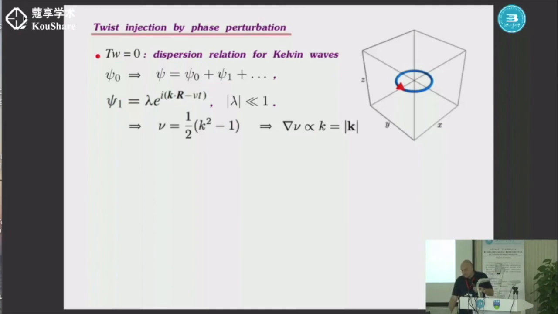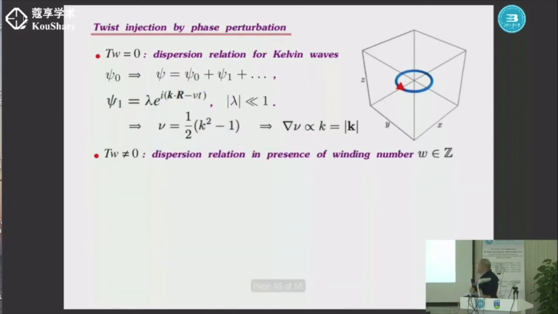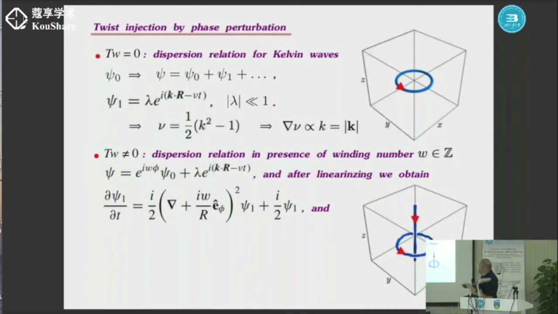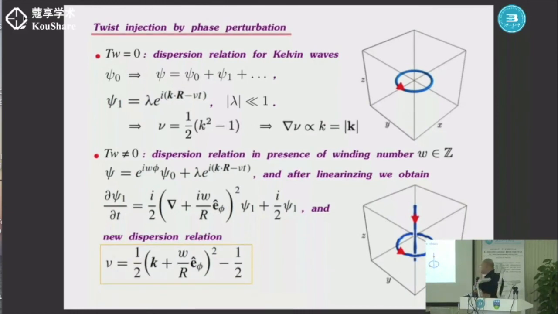I can do the same when I perturb the system with a twist that is different from 0. I have a dispersion relation in the presence of the winding number. The winding number is basically the information of the twist along the line. But here I just have to remember that the Gross-Pitaevskii equation is known to be locally phase invariant, so I have to reconsider a new equation for that. I plug in the fundamental state with this winding number in it. I consider the resulting relation from the perturbed state, and the new dispersion relation is this, which gives us some information about the group velocity.